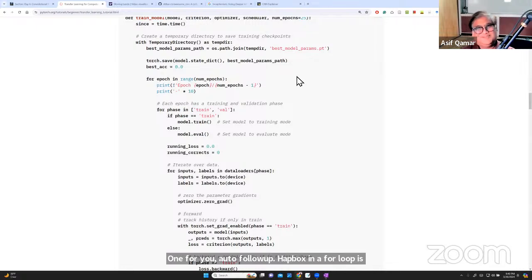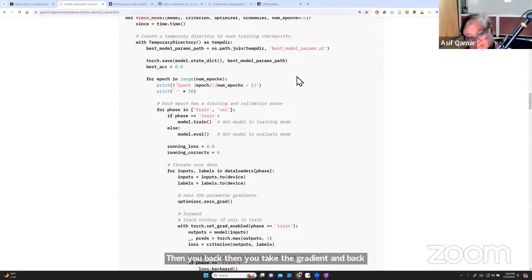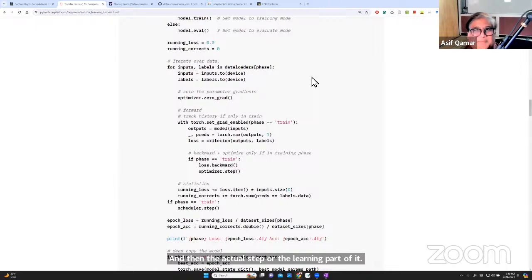Forward direction. Input goes in, output comes out. Then compute the loss, because the outputs are the predictions. From the predictions, you compute the loss by comparing it to the label. Then you take the gradient and backpropagate it. That's the backward step. And then the actual step, or the learning part of it: optimizing. The optimizer will take one step of learning. That's it. And throughout the course, whichever neural architecture we deal with, this is all that it comes down to at the end of it. This is your training loop.